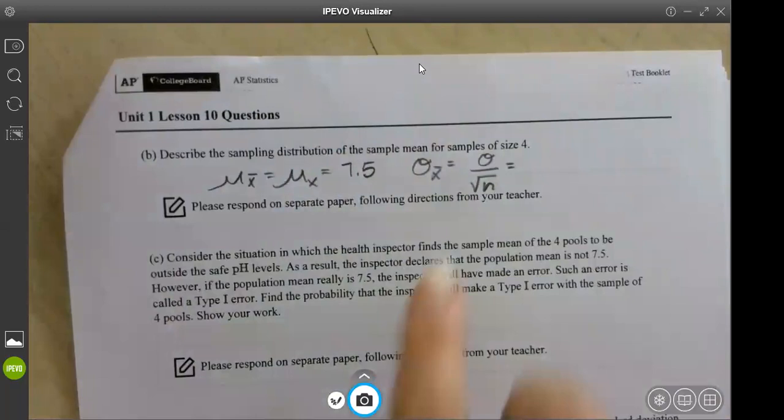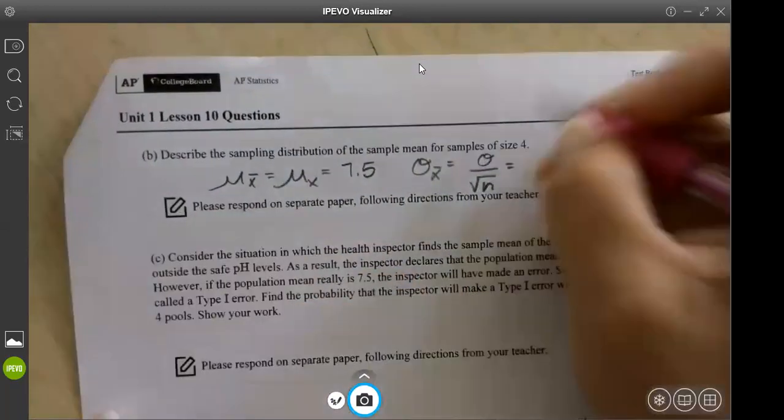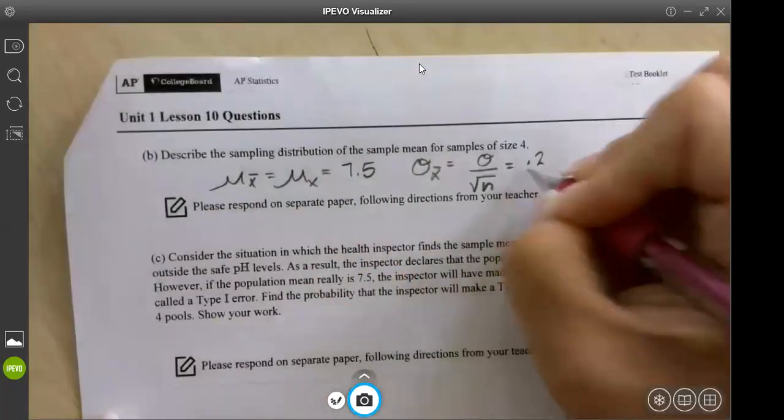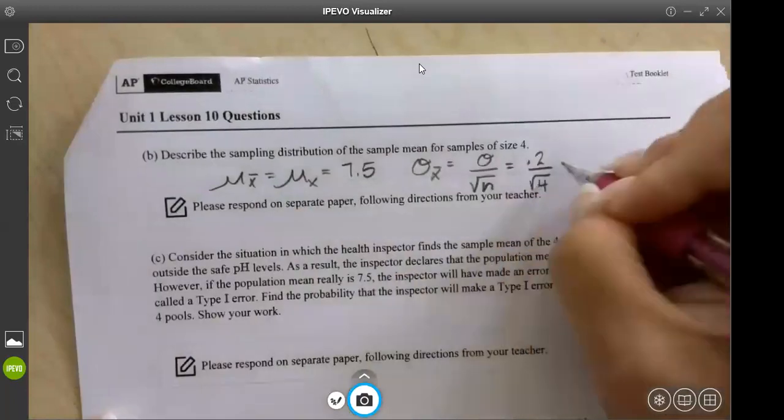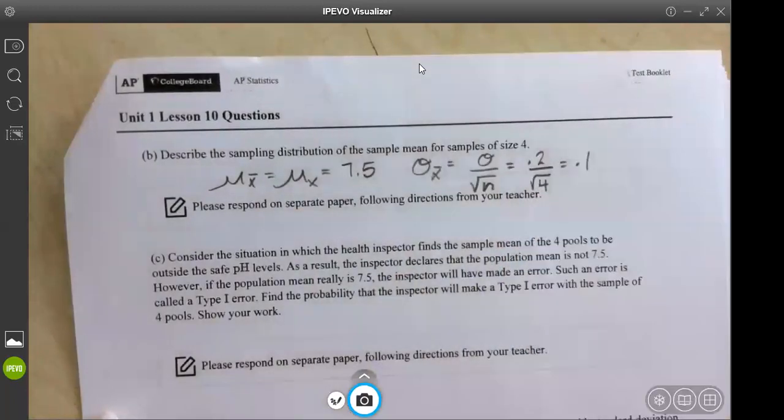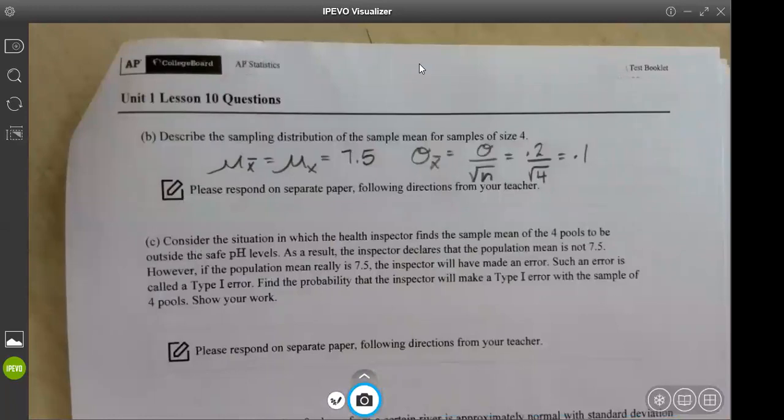So what they were looking for was the center and the spread. So your standard deviation was 0.2. We had 4 pools. That would give us a new standard deviation of 0.1. Those are the 2 things that they were looking for. Okay, very good. All right.